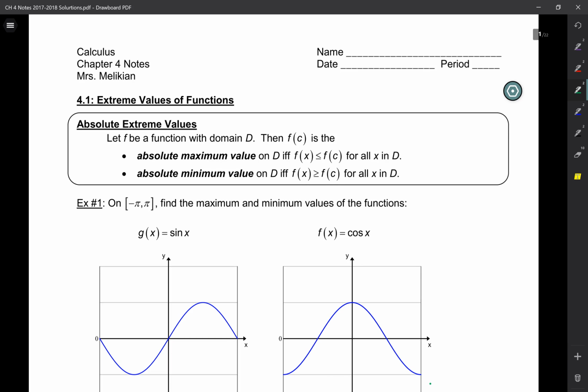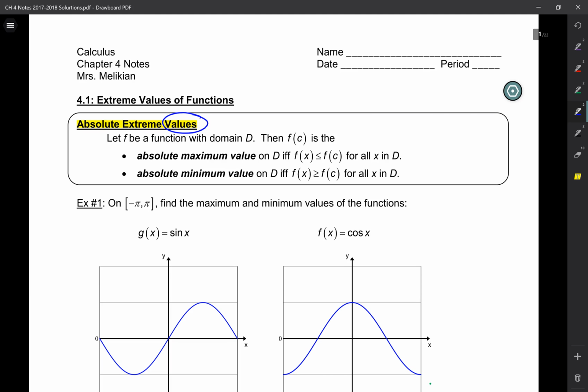What we do here is go into a little bit more detail. And you'll see that there is a difference if it's over an entire domain or if it's over an interval and so on. All right, so let's start talking about absolute extrema values. Absolute extrema means the absolute maximum value or the absolute minimum value. So the very highest value or the very lowest value. Now, one word that we need to focus on is this word value, the term value.